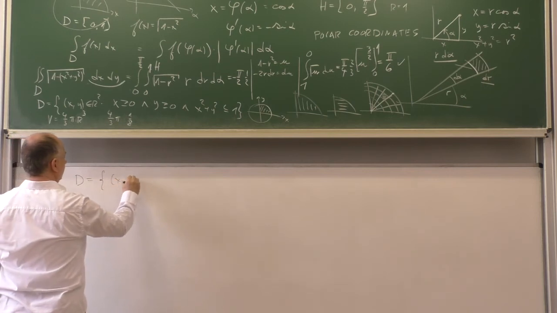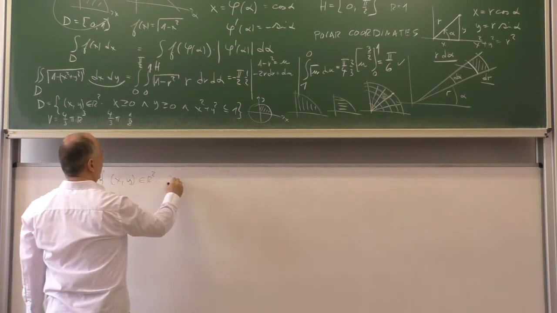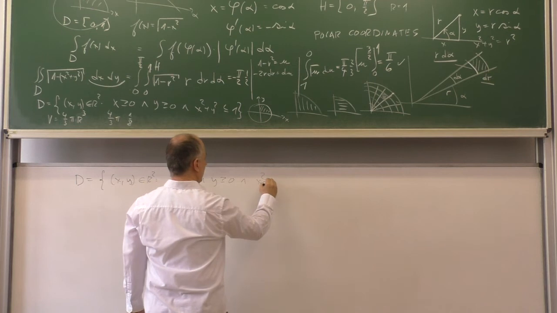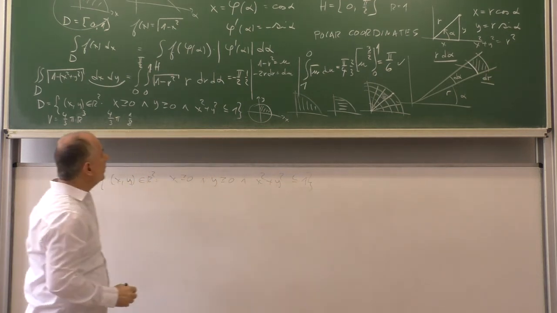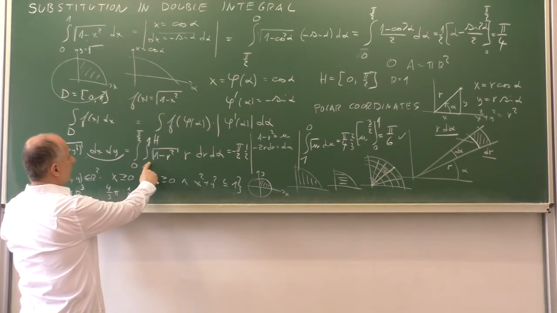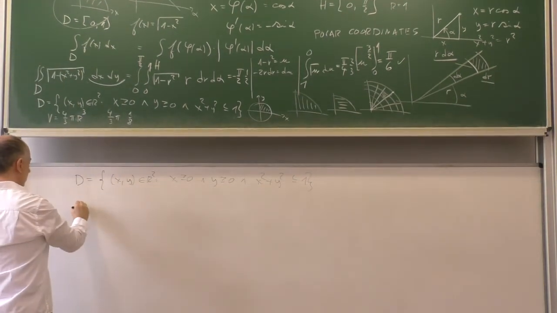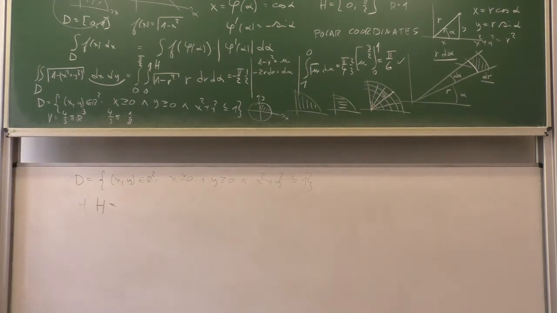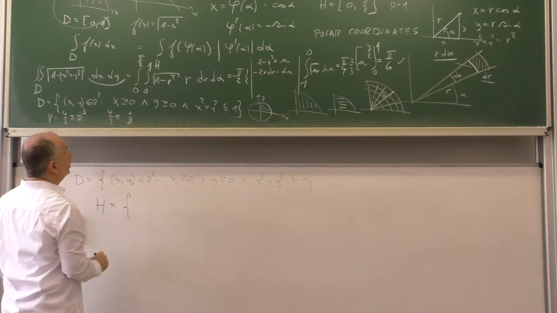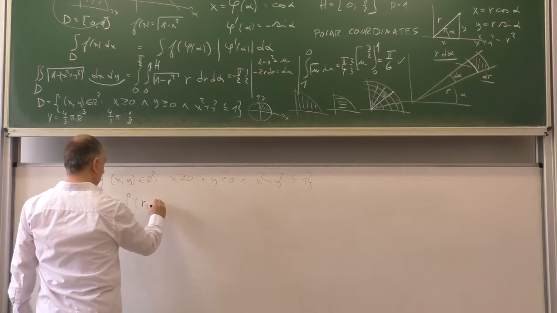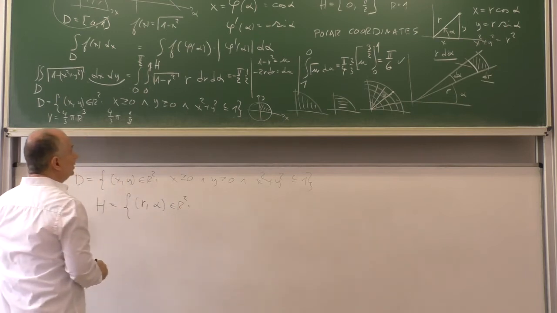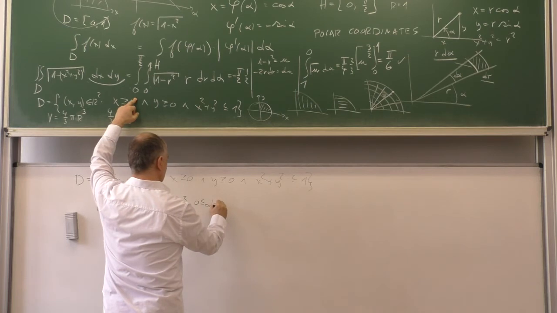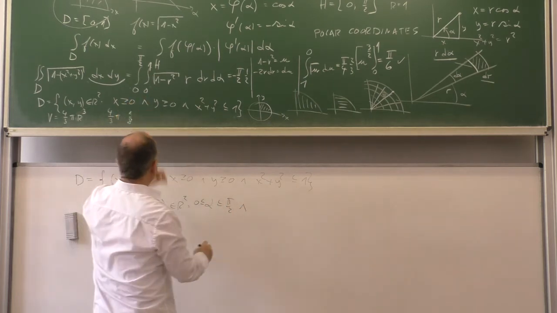That was the set of pairs x, y from R2, such that x is greater than or equal to 0, and y is greater than or equal to 0, and x squared plus y squared is less than or equal to 1. And then we have rewritten this as integral over H, but now the set H is the set of all pairs R and alpha from R2 such that alpha goes from 0 to pi half and R goes from 0 to 1.